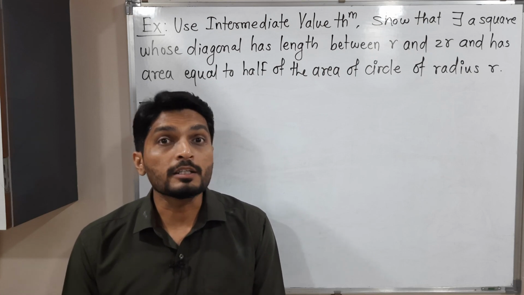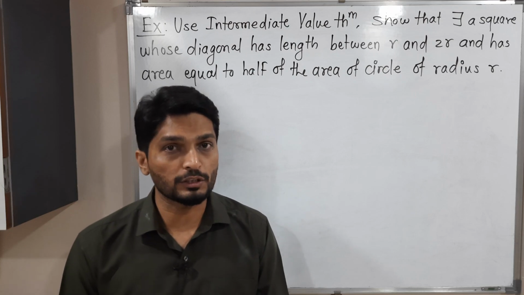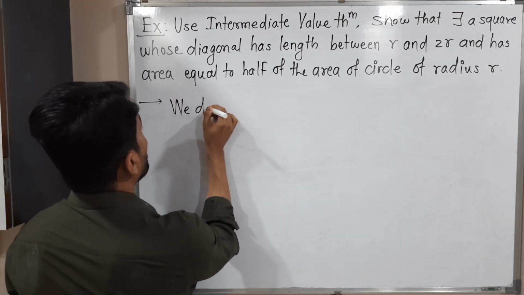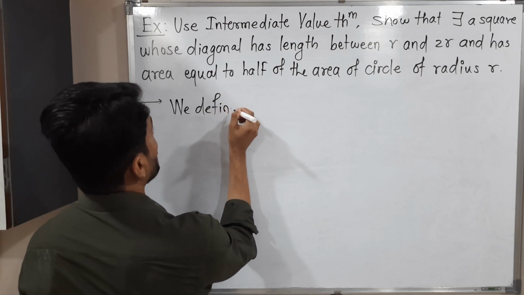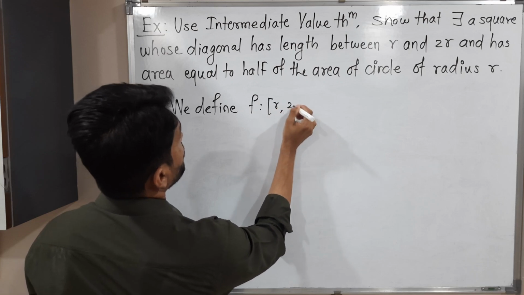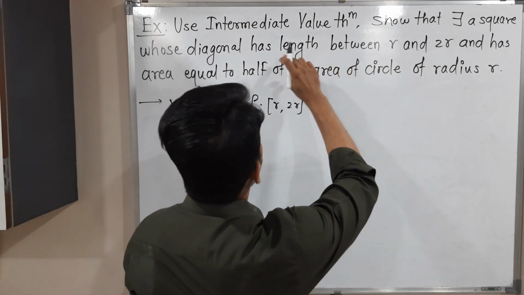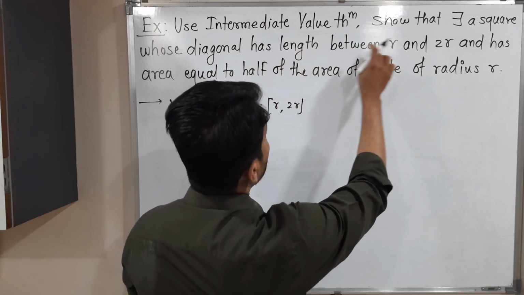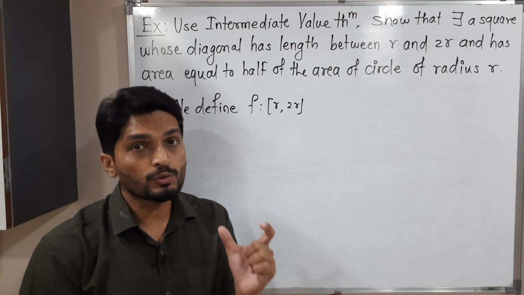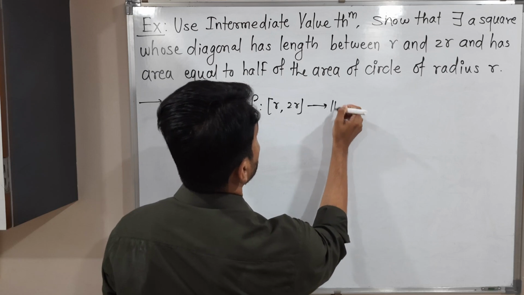The basic thing is we should have a continuous function. So let us define one function now. They have not mentioned any function, so I am defining a function on the closed interval from r to 2r. I have chosen this interval because they have mentioned that the length lies between r and 2r. That means the length should lie between r and 2r, so that's why I have selected the same interval.